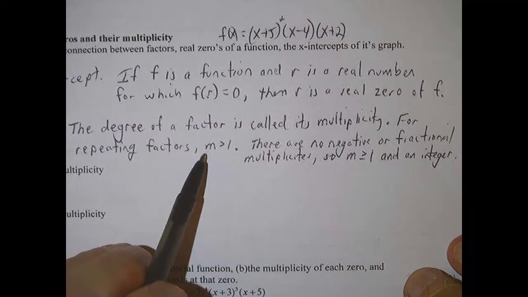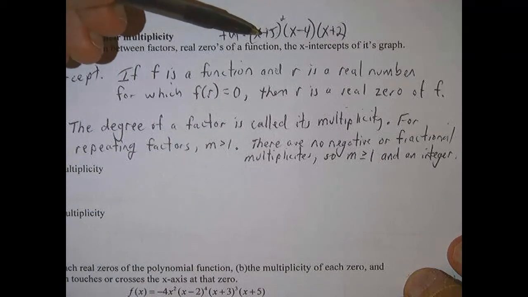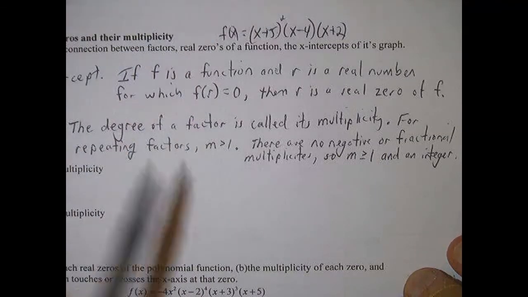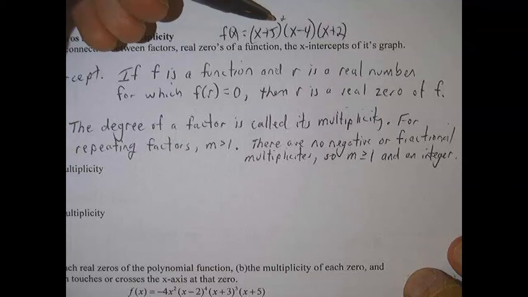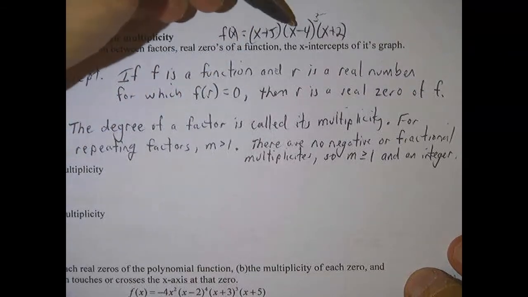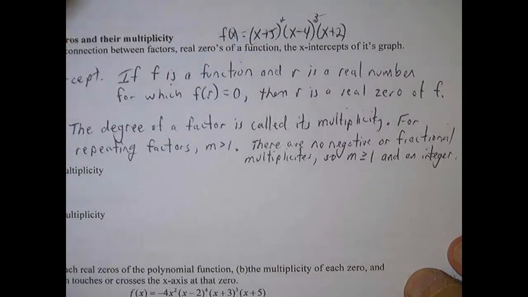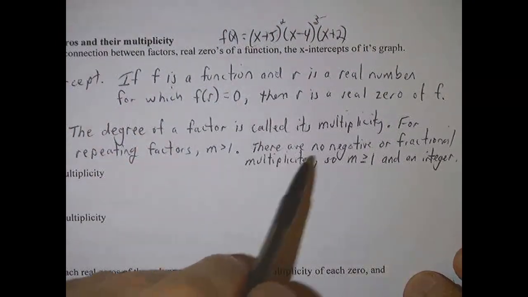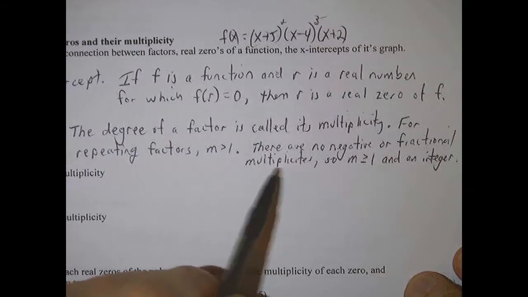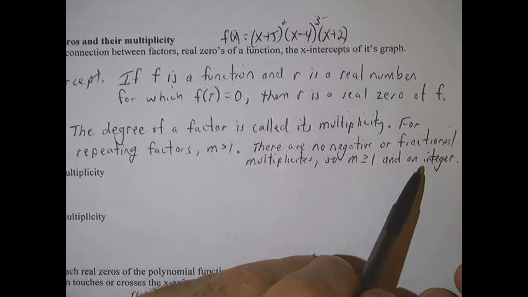For repeating factors like this one, for example, where the factor x plus 5 repeats twice, m is greater than 1. In this case, m is 2. In this case, m is 1. If I put a 3 here, then the factor x minus 4, which has the real zero of 4, has a multiplicity of 3. Okay, there are no negative or fractional multiplicities. That wouldn't make any sense, and so m is always greater than or equal to 1, and multiplicity is an integer.